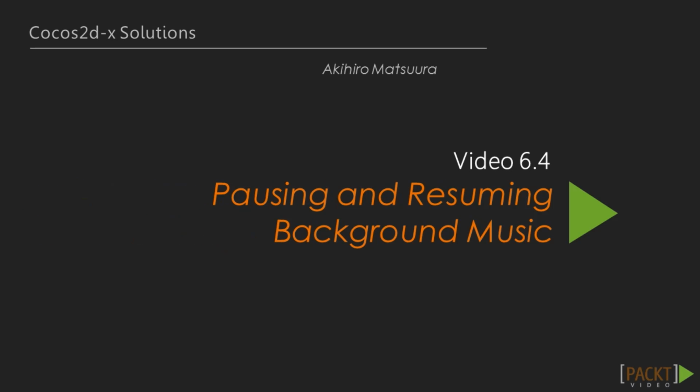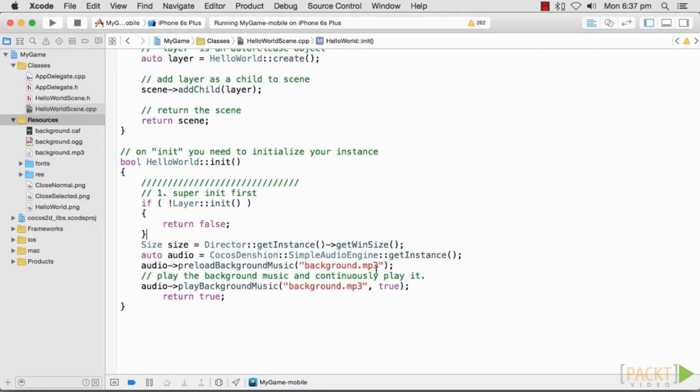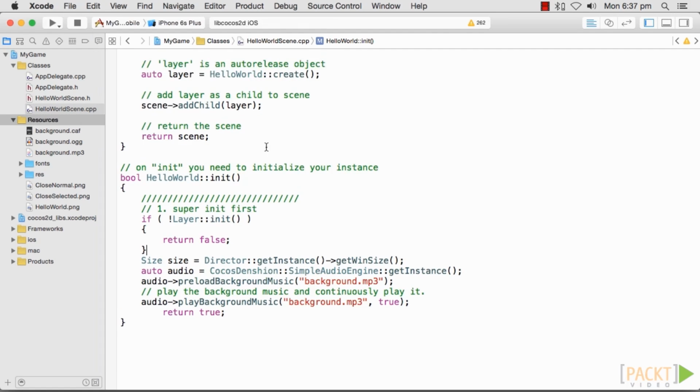In the previous video, we controlled the pitch and volume of our sound effects. Here, we're going to stop, pause, and resume the background music. Let's get started with it. We already learned how to play background music in the first video, so we're going to use that code again here. As you can see, it is the same code. So, I run it and my background music plays.